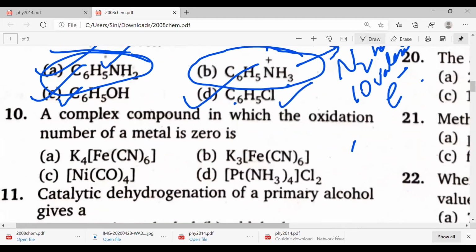Question number 10. A complex compound in which the oxidation number of the metal is 0 is which one in this? So everyone take your mobile, WhatsApp, and send me a screenshot. Whoever has sent me the answer in Zoom chat, the answer is correct. Dummy question this is again. Send me the answer in WhatsApp. I'll be waiting for the answers on WhatsApp from each and every one of you.